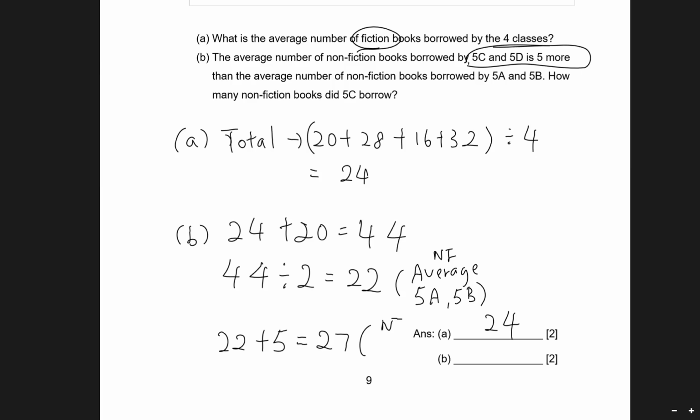So this is the non-fiction, the average for 5C and 5D. That means on average they borrowed more, 27. Okay, so 27 will be the average, and there are two classes. We want to find the total. So the two classes, multiply by 2, because on average one class borrowed 27 non-fiction. So two classes will be 54 in total.